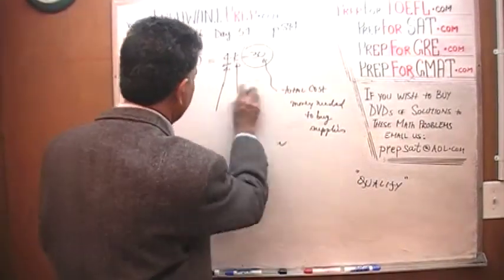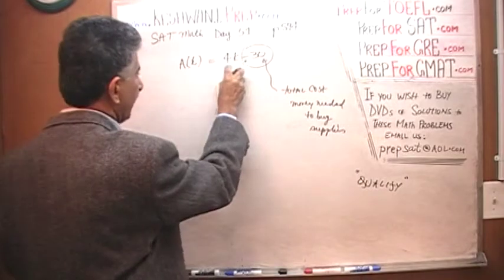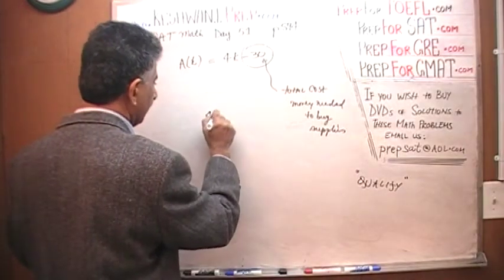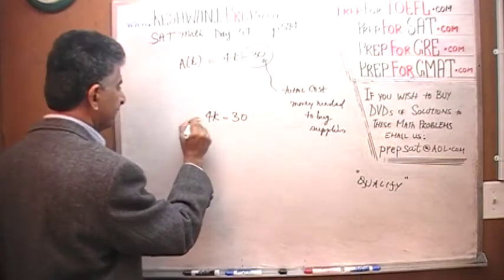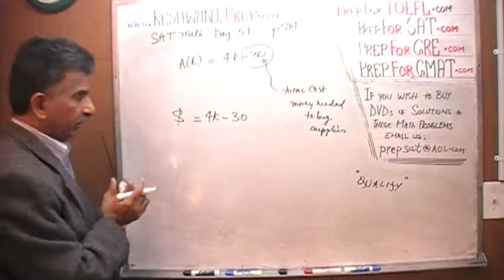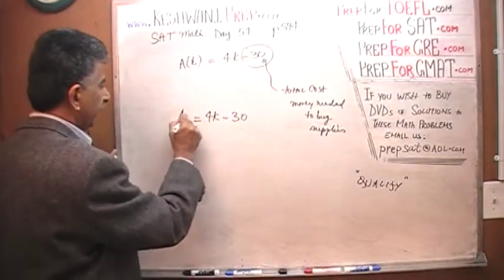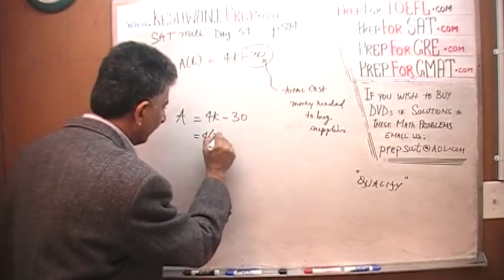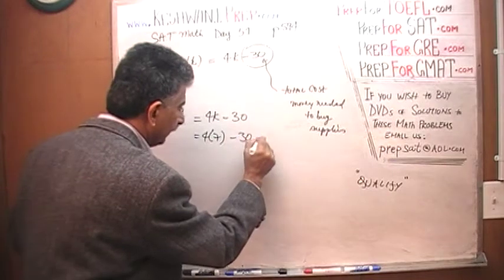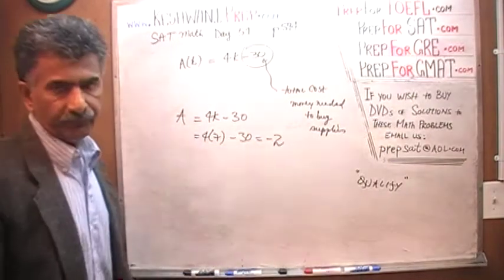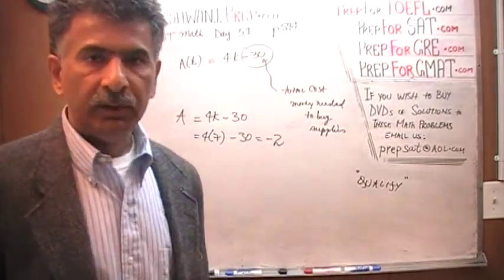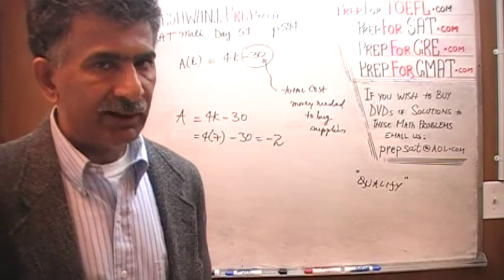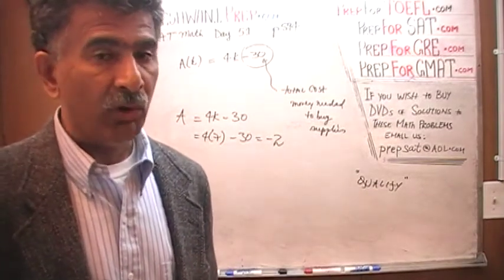If they wash 7 cars, watch what happens. It says 4k minus 30, and this is the amount of money they're going to raise. They're calling it A dollars. So if they wash 7 cars, 4 times 7 minus 30, they will still end up losing $2. So if they stand there all day and manage to wash only 7 cars, they will not have raised any money. As a matter of fact, they will have lost $2.